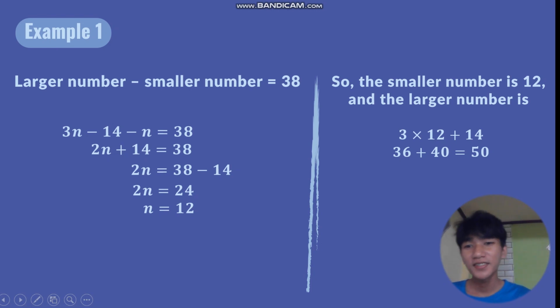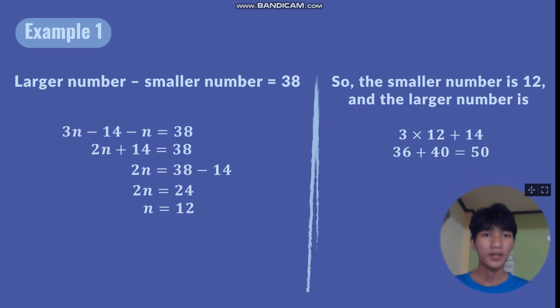If we divide both sides by 2, we have n is 12. So the smaller number is 12 and the larger number is 3 times 12 plus 14, which is 36 plus 14 is 50. The 76 on the slide is a wrong typing.